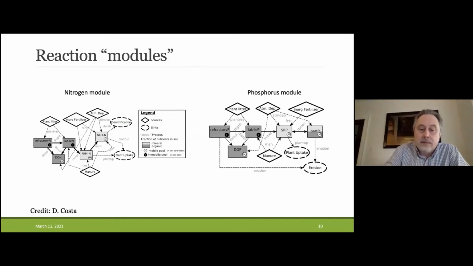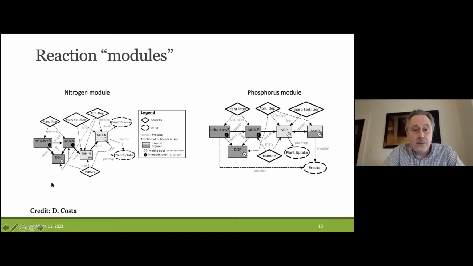So when we talk about reactions, this is a good way to represent them, and it's from Diogo. For instance, he's developed a nitrogen module and a phosphorus module to represent processes in soils in catchments. And it nicely shows with different symbols the sources. So for instance, if you look at the nitrogen module, you have fertilizer application, plant litter, atmospheric deposition. Then the rectangles represent the different pools, the different species, if you want, of nitrogen in the system. And then you also have your sinks.